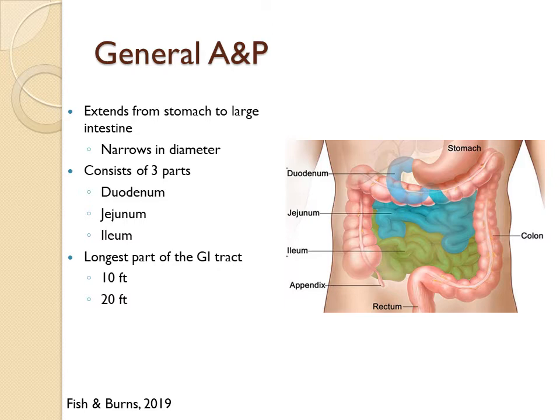In a living person, the small intestine is 10 feet in length, but about twice as long in a cadaver due to the loss of muscle tone. Its surface area is necessary for complex processes of digestion and absorption.